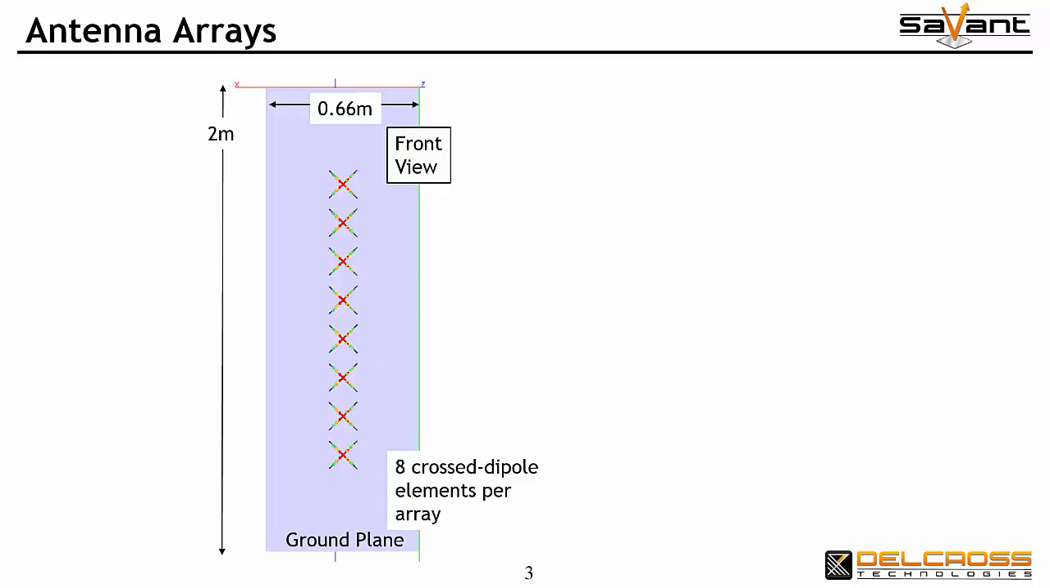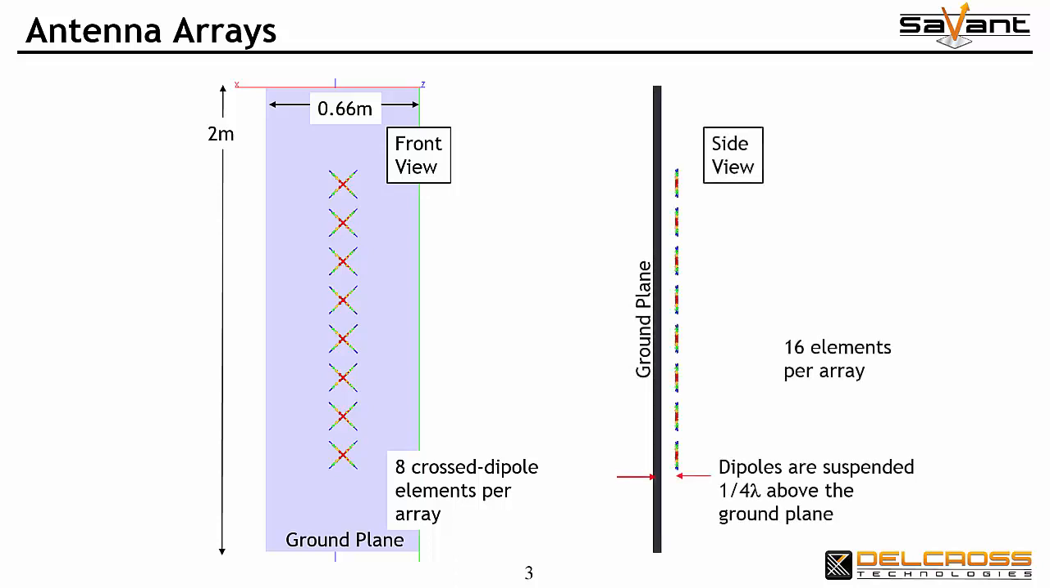Each array antenna consists of a pair of cross dipoles, and each array has 8 cross dipole elements, a total of 16 dipoles per array. The elements are located a quarter wavelength above the ground plane, which is 0.66 meters wide by 2 meters tall. The ground planes for the arrays are modeled in Savant using parametric plate definitions.